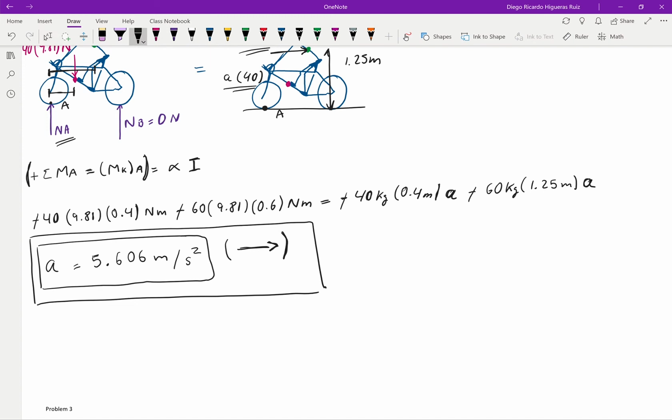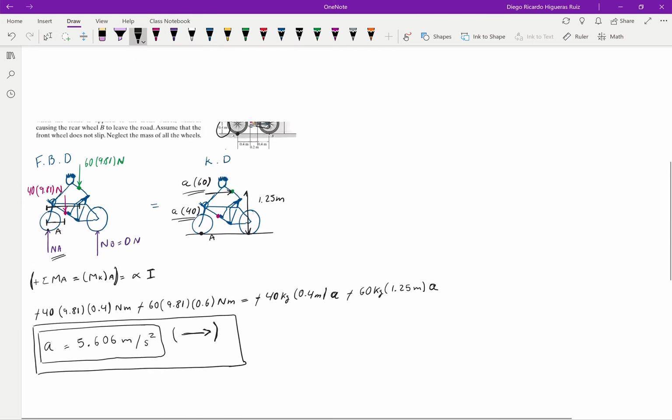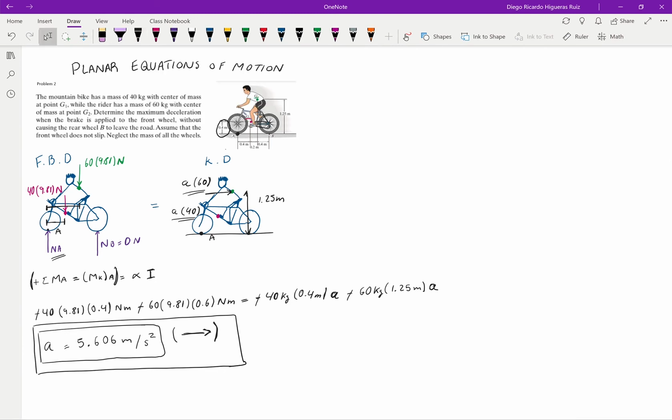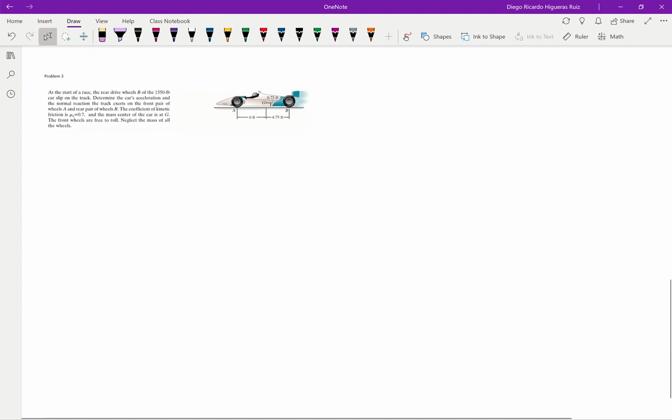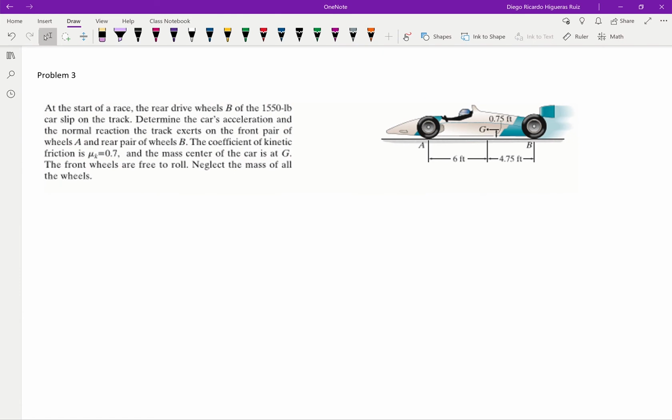Alright. First problem of planar equations of motion is done, and now we're gonna proceed to the second problem. So for this problem we have an F1 car, and I don't remember well what we need to calculate, but let's read the problem.